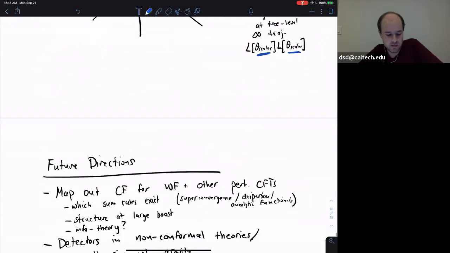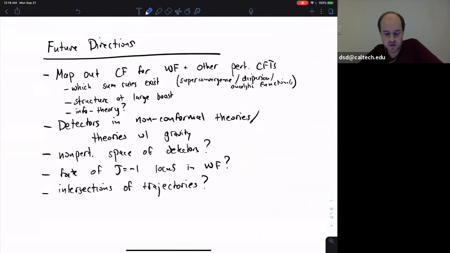Okay, so I'm sorry for going really way over time, but I'll just flash the future directions slide. It turns out that there's a lot of interesting physics to explore, even in a very old theory like the Wilson-Fisher theory. And it's interesting to explore these things in perturbation theory because it tells us something about the good observables even in weakly coupled theories.